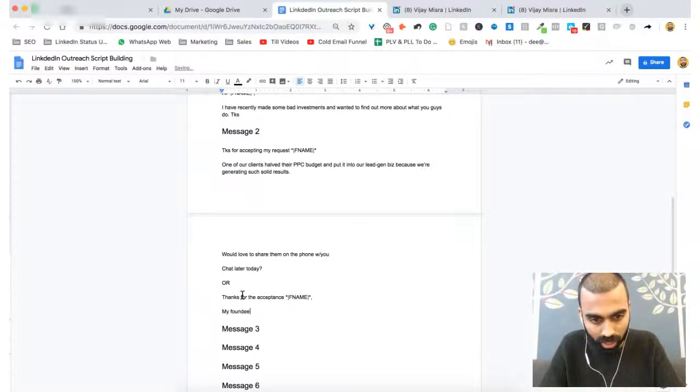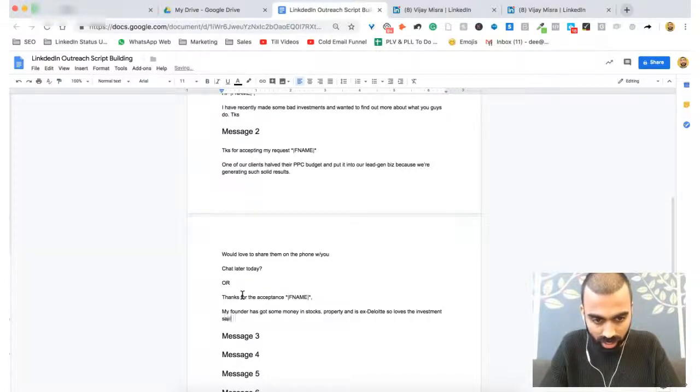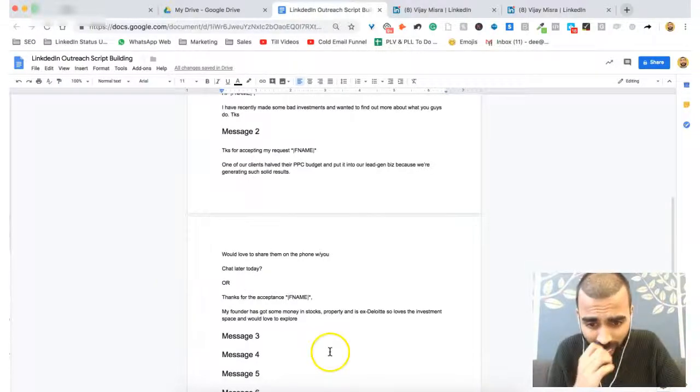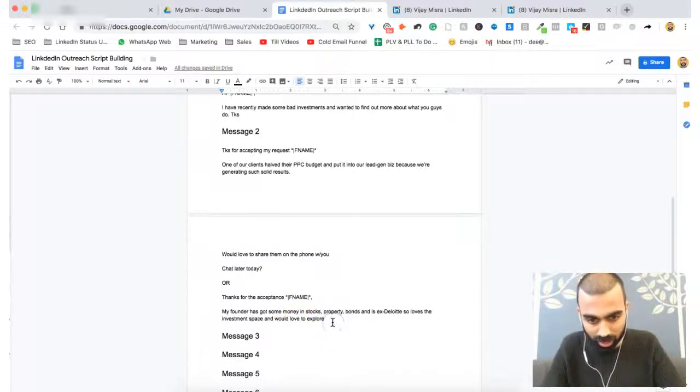My founder has got some money. You personalize this: in stocks, property, and is ex-Deloitte, so loves the investment space and would love to explore. I'm just basing it upon the fact that I've got money in stocks, property, bonds, and is exploring.